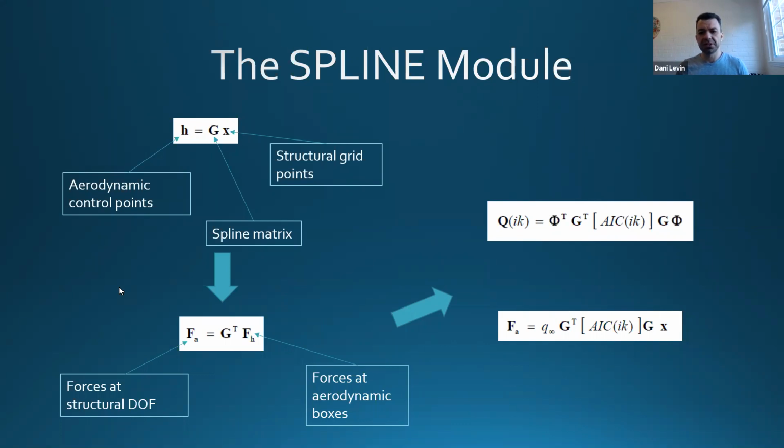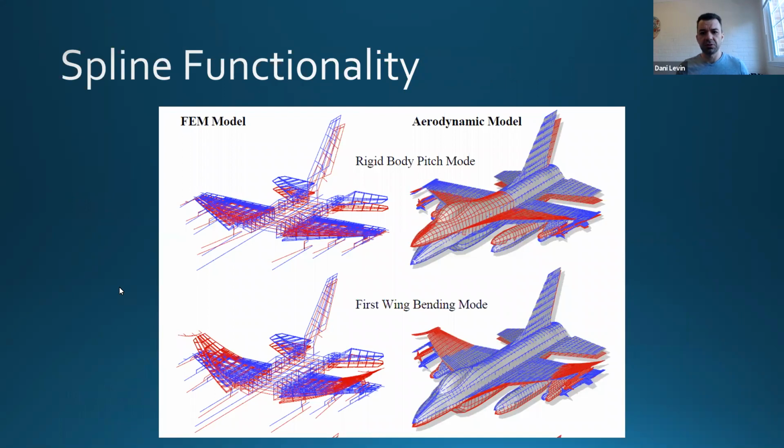So the example of this is here. You see the aerodynamic model and the structural one, and you see that the deflection, for example, is pitching up. Also my structural model is pitching up, and also the wing bends here, and the same goes here. So this transfer between the models occurs with the spline matrices. Any questions?